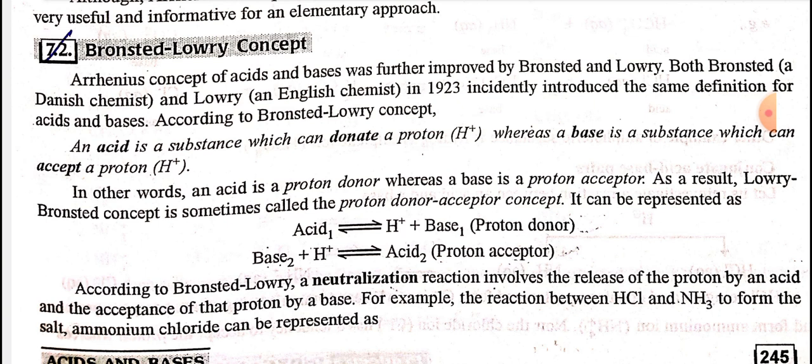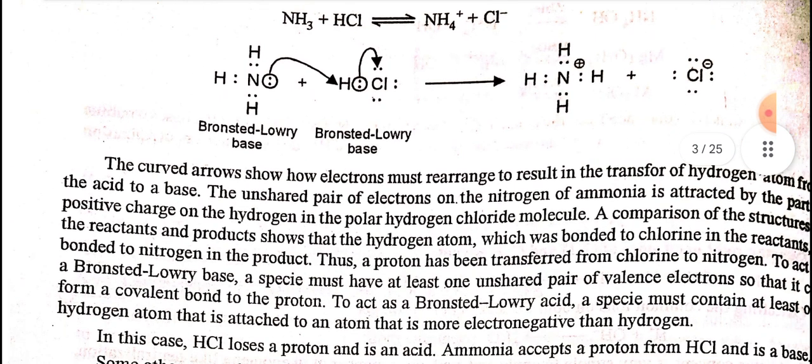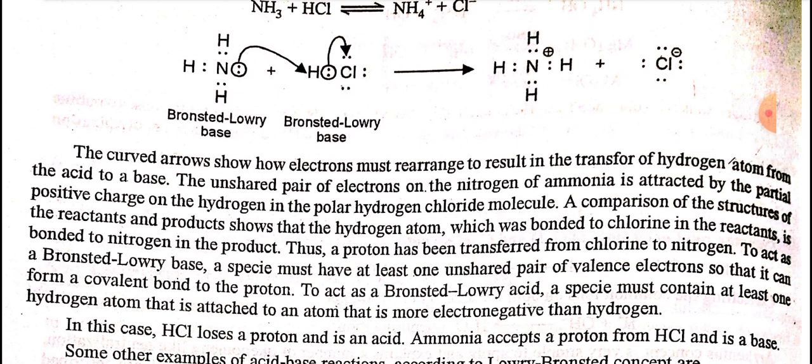Acid 1 gives H+ and base 1; base 2 plus H+ gives acid 2. According to Bronsted-Lowry, a neutralization reaction involves the release of a proton by an acid and the acceptance of that proton by a base. For example, the reaction between HCl and ammonia to form the salt ammonium chloride can be represented as you can see: ammonia plus HCl combining to form ammonium plus chloride ions. The curved arrow shows how electrons must rearrange to result in the transfer of a hydrogen atom from the acid to the base.